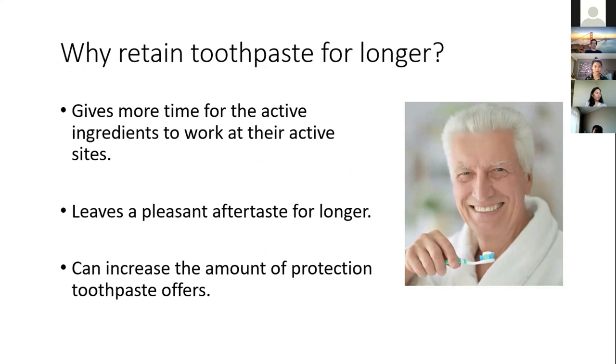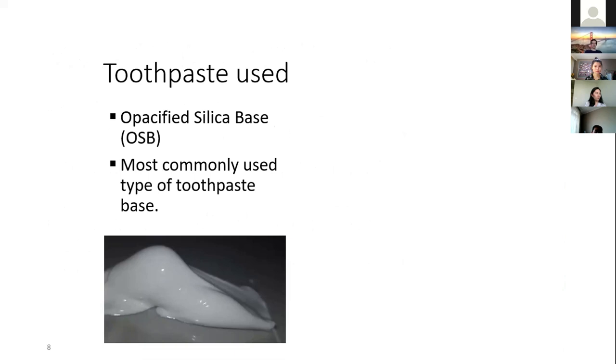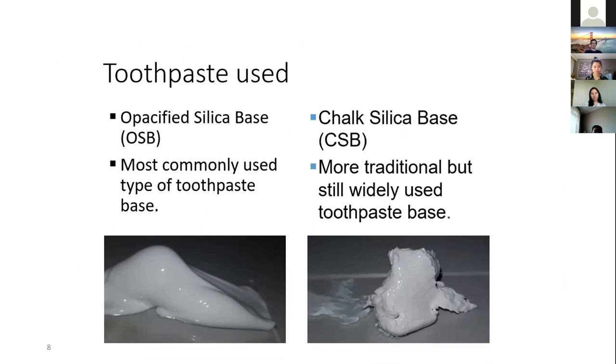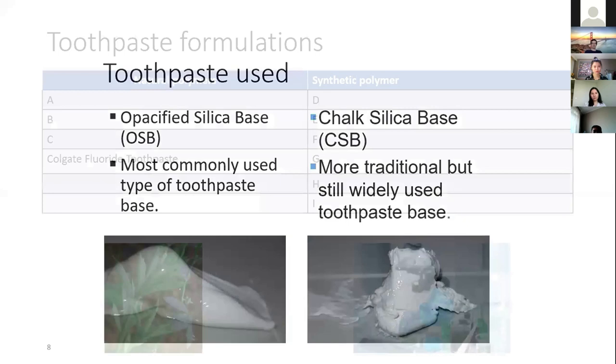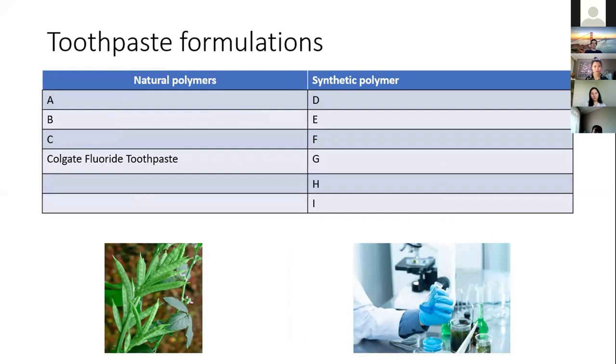Some of the basic toothpastes I used initially to get a baseline were a precipitated silica base, which is quite a common modern toothpaste. It's quite glossy, the general one you'll see in most toothpastes. You've also got the slightly older chalk silica base, which is more traditional but still widely used these days. I've made a series of novel formulations here. I'm not allowed to disclose what they're made from because my company is particularly secret about this, but formulations A, B, and C were made using natural polymers, and they were compared against Colgate toothpaste, which I'll go on to in a moment, and D, E, F, G, H, and I were all made using synthetic polymers instead.